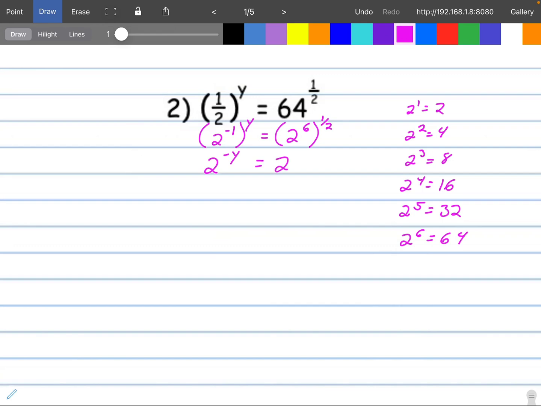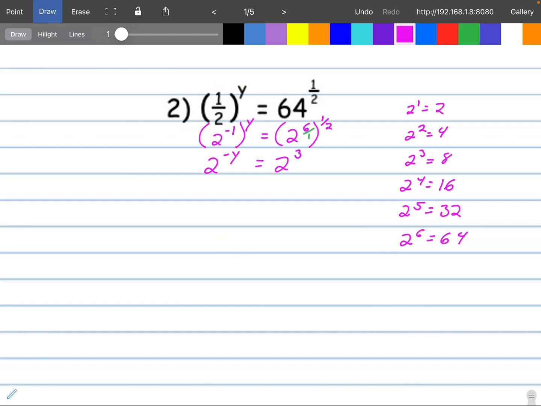Then on the right side, I have my base of 2, and then my 6 times 1/2 is going to just be 3. Remember that technically, this 6 is over 1, so you multiply the numerators together, you get 6. You multiply the denominators together, you get 2, and 6 divided by 2 is 3. So that's how we got our 3.